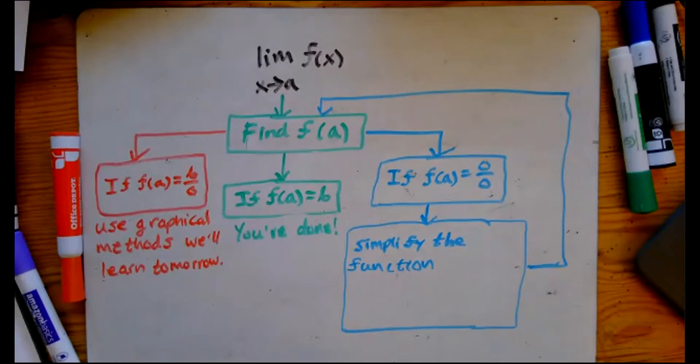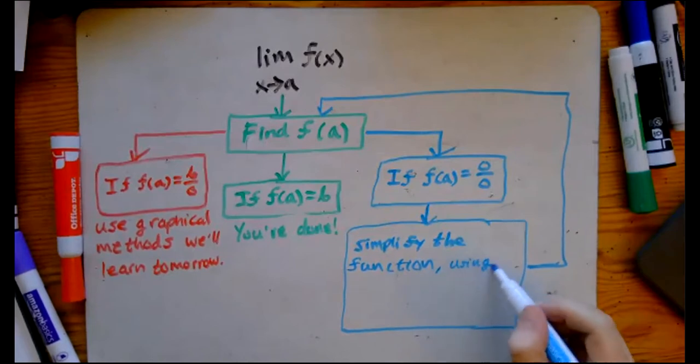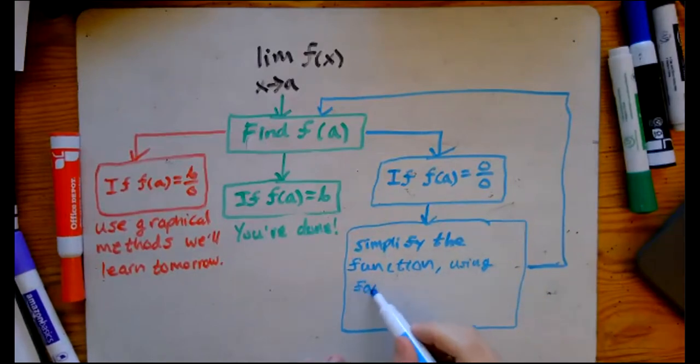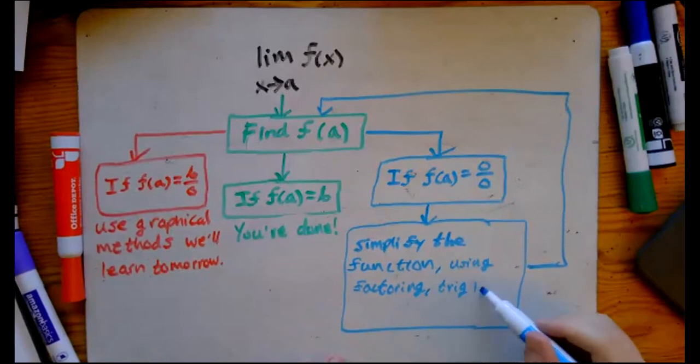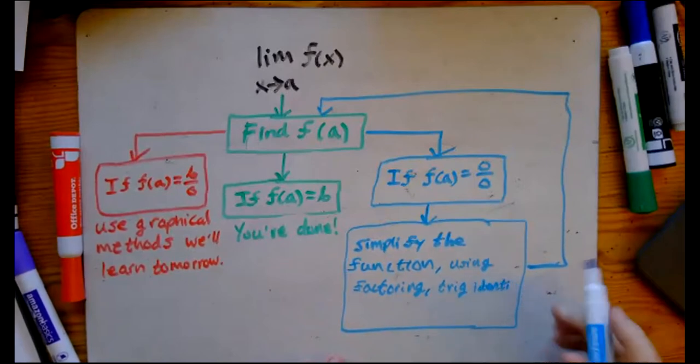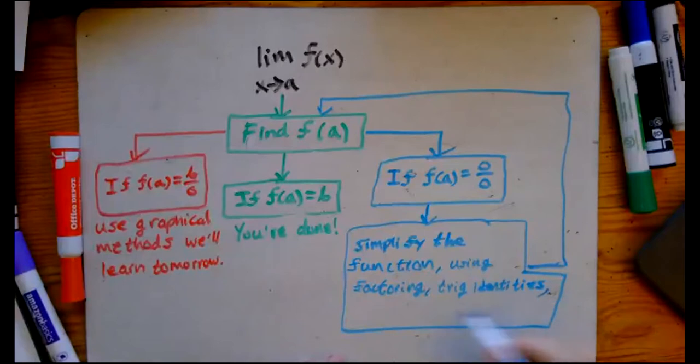Now, there are multiple methods that we can use to simplify, so we're going to look at another one of those really quick before I cut you loose. Our three general methods are using factoring, which we've already looked at, using trig identities, which we'll look at in just a minute, or conjugates.